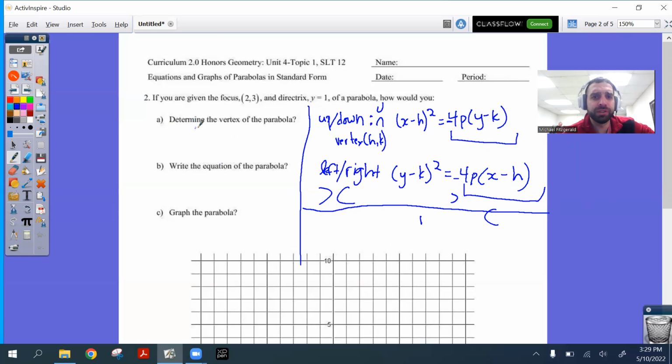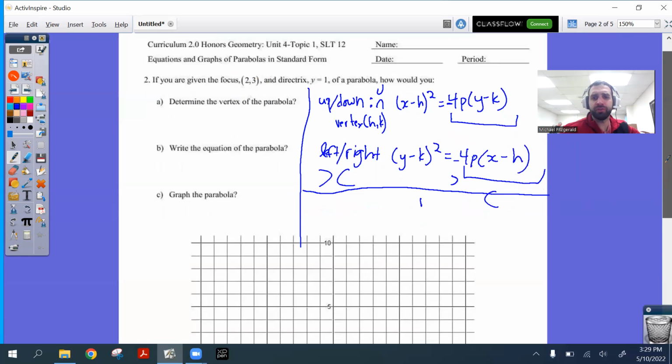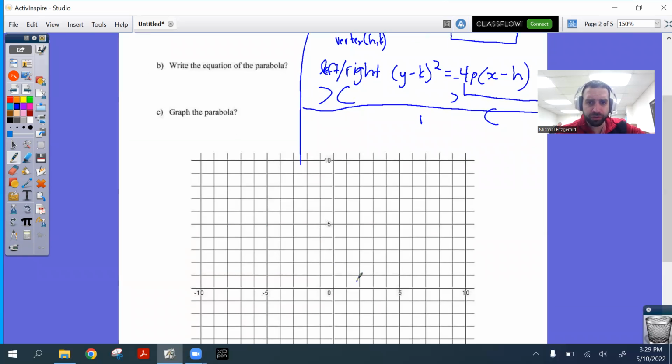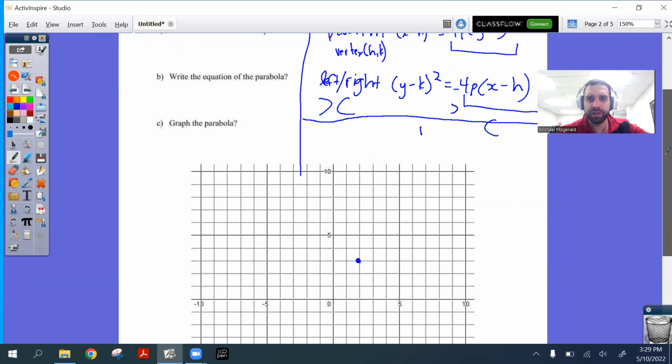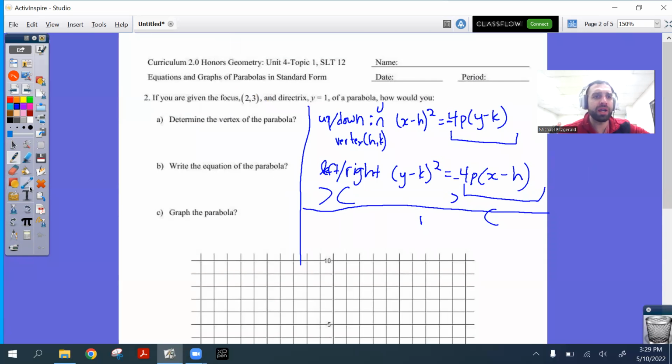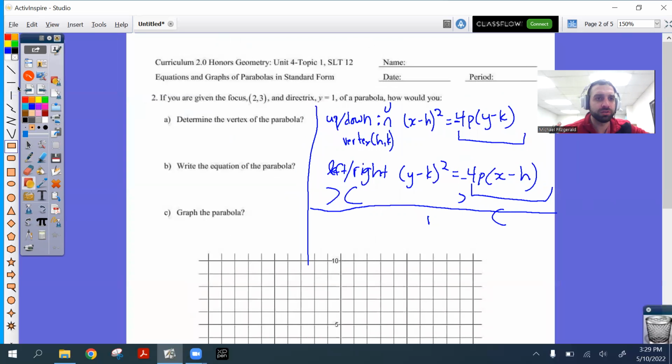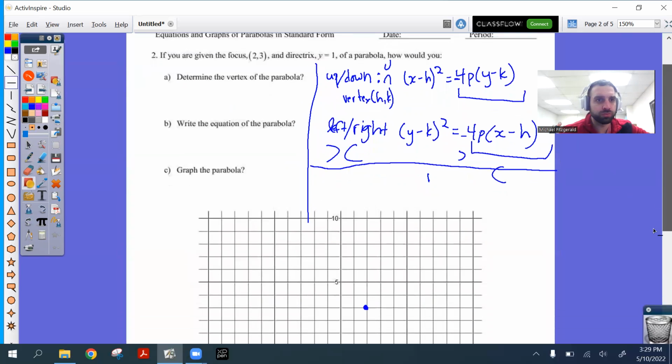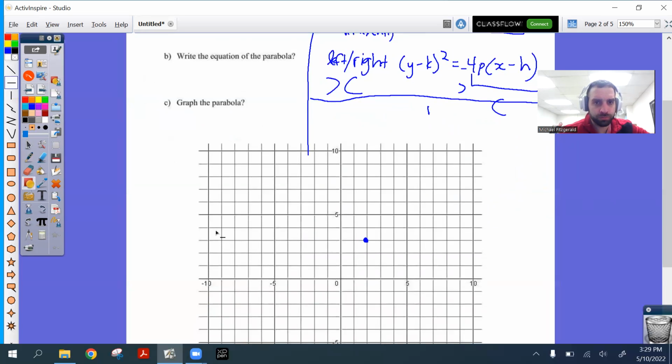All right, so we are given these values of the focus and the directrix. The focus is at the coordinate (2, 3). Let's plot that. And we are given the directrix, the line y is equal to 1. Let's put that in there as well.